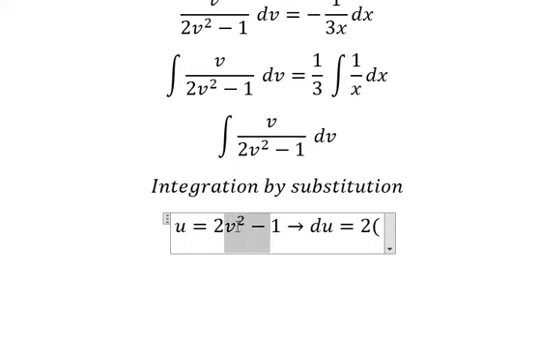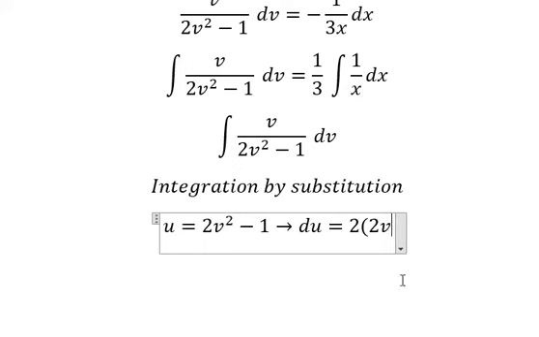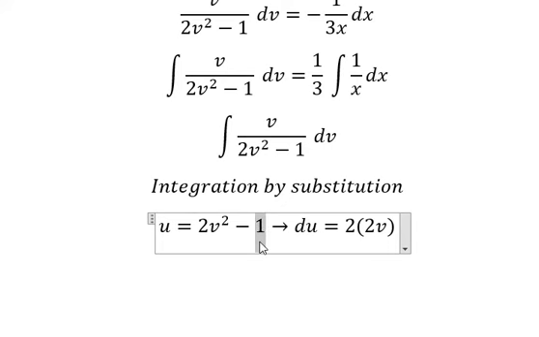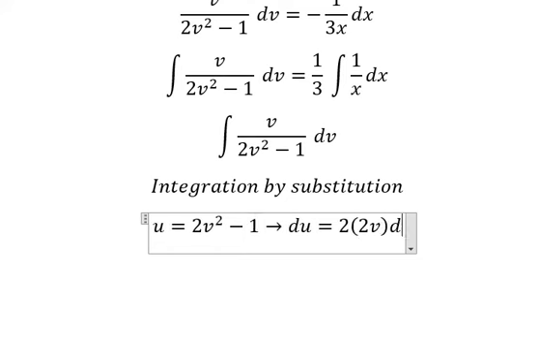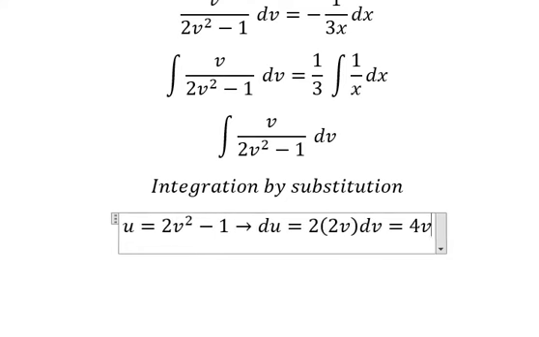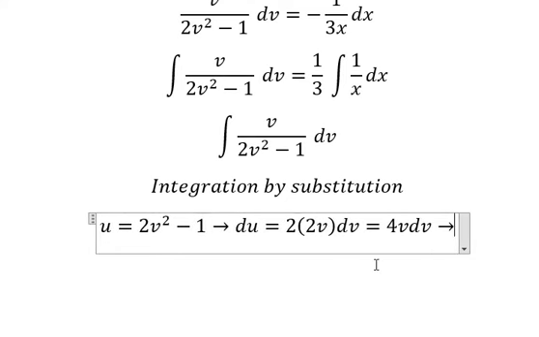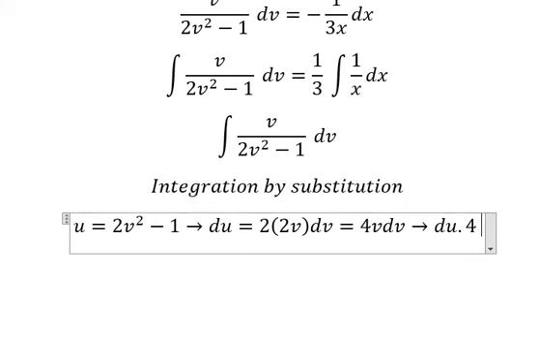This one, we have 2v. We just applied the product rule of the derivative. This one is the constant, so you get 0 in here. Because we don't have number 4, we divide both sides by number 4.